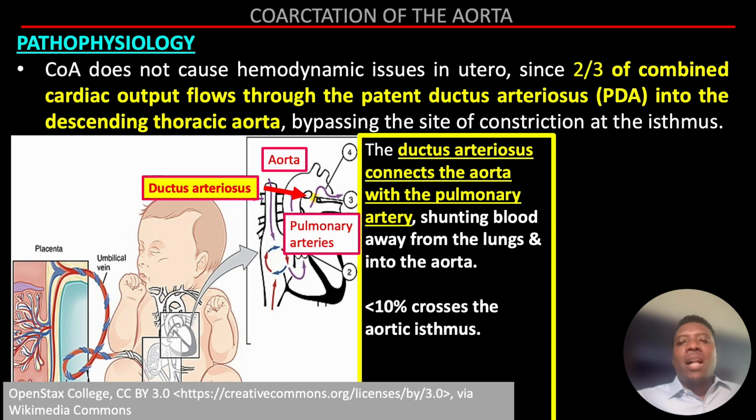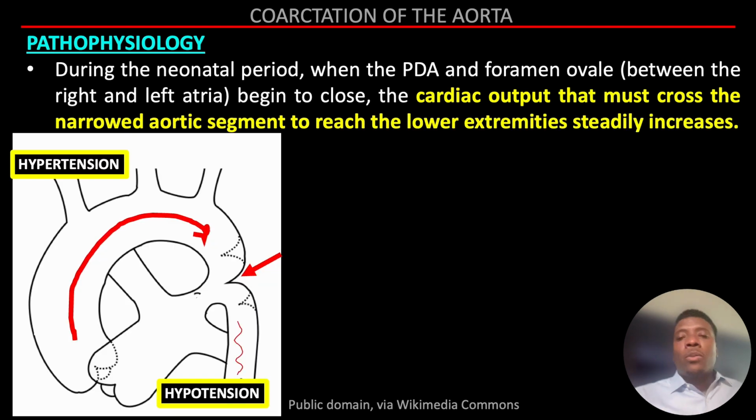In terms of the pathophysiology of coarctation, it does not usually rear its ugly head in utero just because 2/3 of the combined cardiac output flows through the patent ductus arteriosus into the descending aorta, bypassing the narrowing or the coarctation of the aorta. And that's because that is the normal flow of fetal blood flow through the ductus arteriosus. However, at birth or shortly thereafter, when the ductus arteriosus and the foramen ovale begin to close, the cardiac output now has to go through this narrowed segment of the aorta, and that can result in issues.